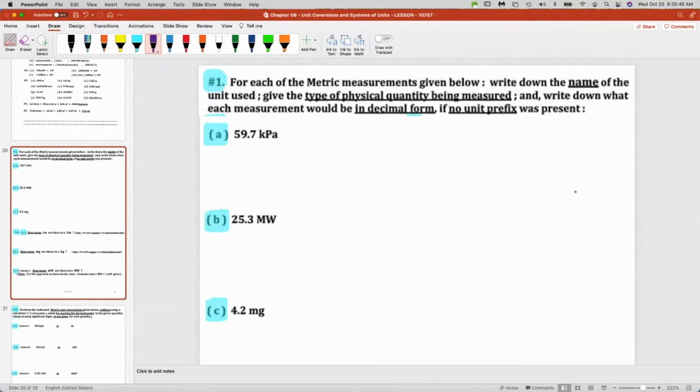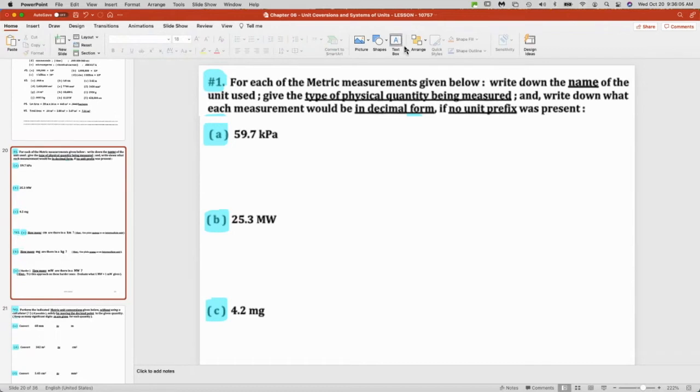It says here, for each of the metric measurements below, write down the name of the unit used and give the type of physical quantity that is measured. Write down each measurement in decimal form if no unit prefix was present. So I'll start you off with the first one to give you an idea of what's going on here.